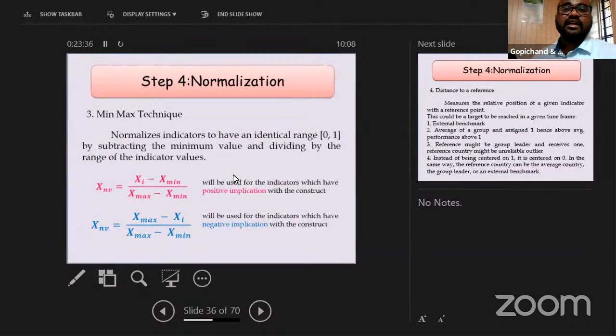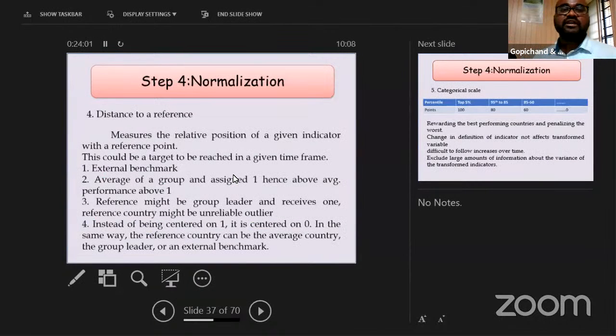In the min-max technique, the values are scaled so they range between 0 and 1. Positive indicators have a different formula and negative indicators have a different formula. It is because to make it in the 0 to 1 range, it is easy for calculation. Many researchers use this formula, the min-max technique.